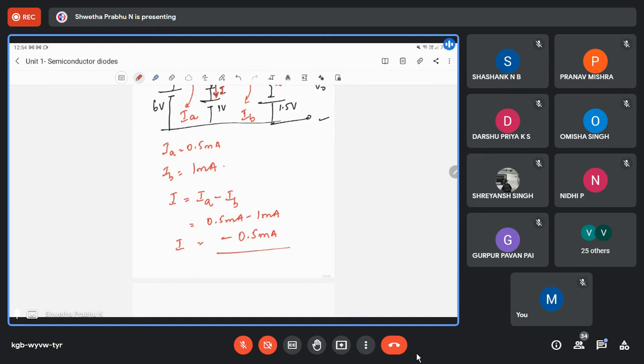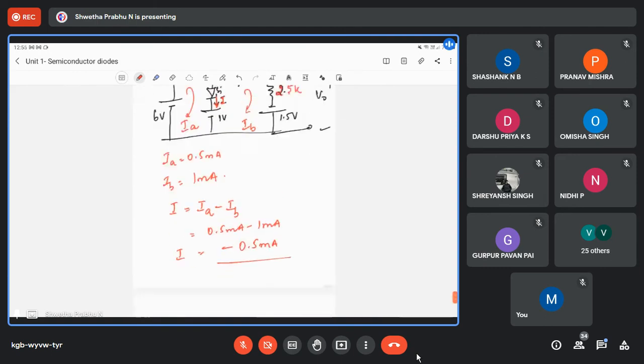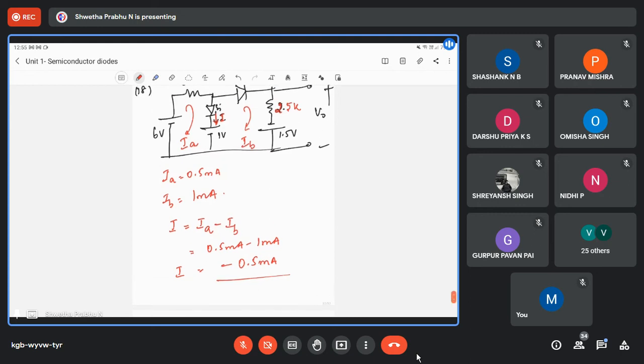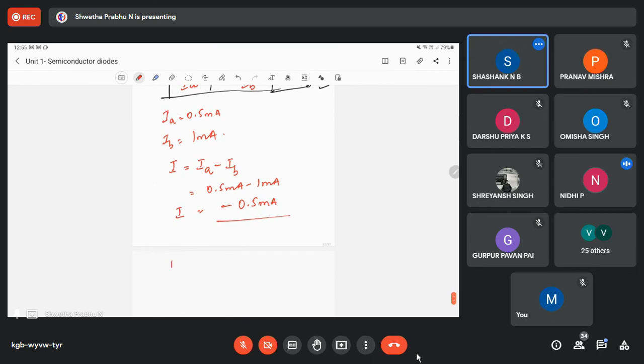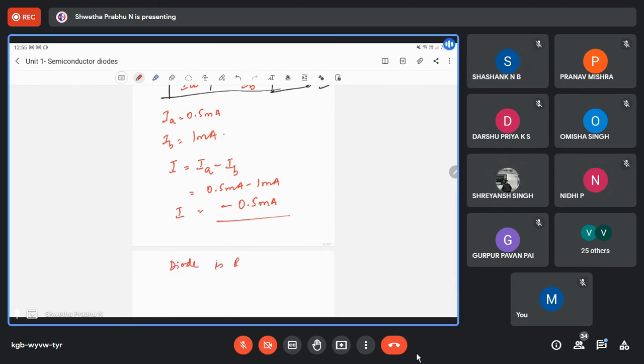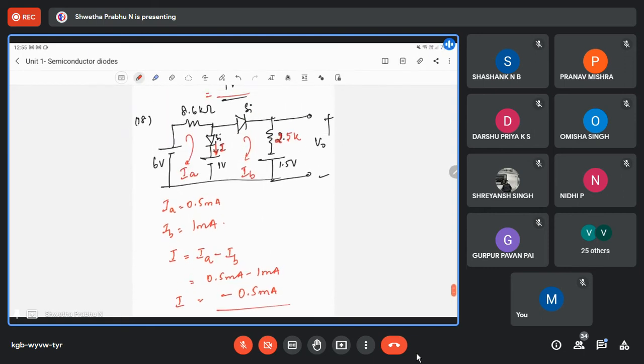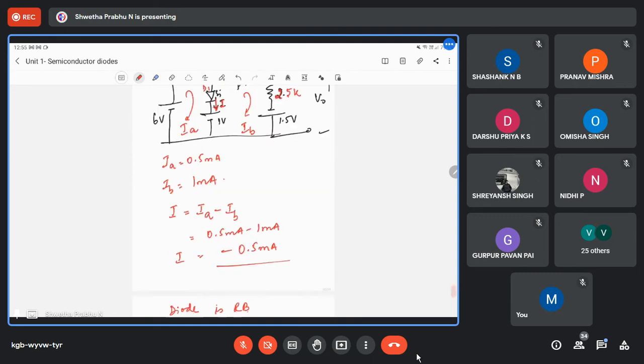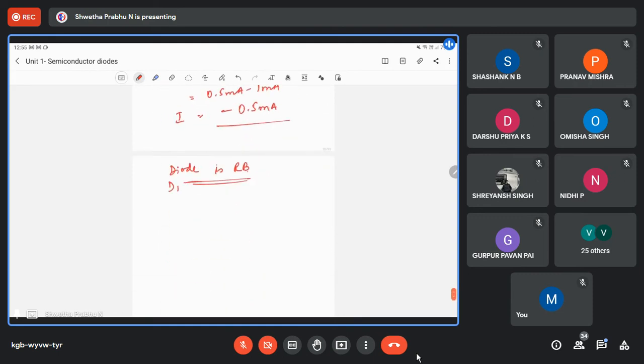Okay, now please listen here. All of you please listen here. Later you can write. You calculated the loop currents IA and IB and found the main current I is IA minus IB. After doing all those things, you will get the main current value negative. Once you get the main current value negative, it means that the diode is reverse biased. If I consider this as D1 and D2, I'll call diode D1 reverse biased.